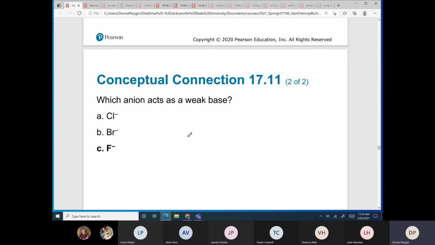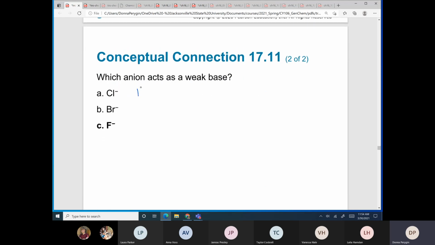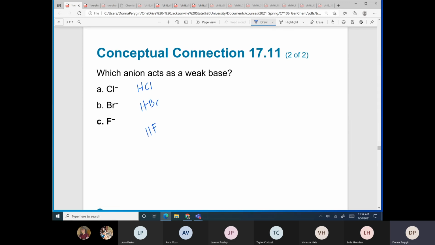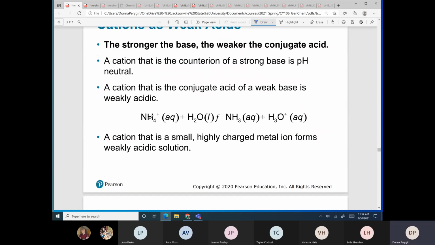So which anion acts as a weak base? Okay, so remember HCl is a strong acid. HBr is a strong acid. HF is a weak acid. So the F minus anion is going to act as a weak base. Okay, so the stronger the base, the weaker the conjugate acid. We talked about that already. The cation that is the counterion of a strong base is going to be pH neutral.